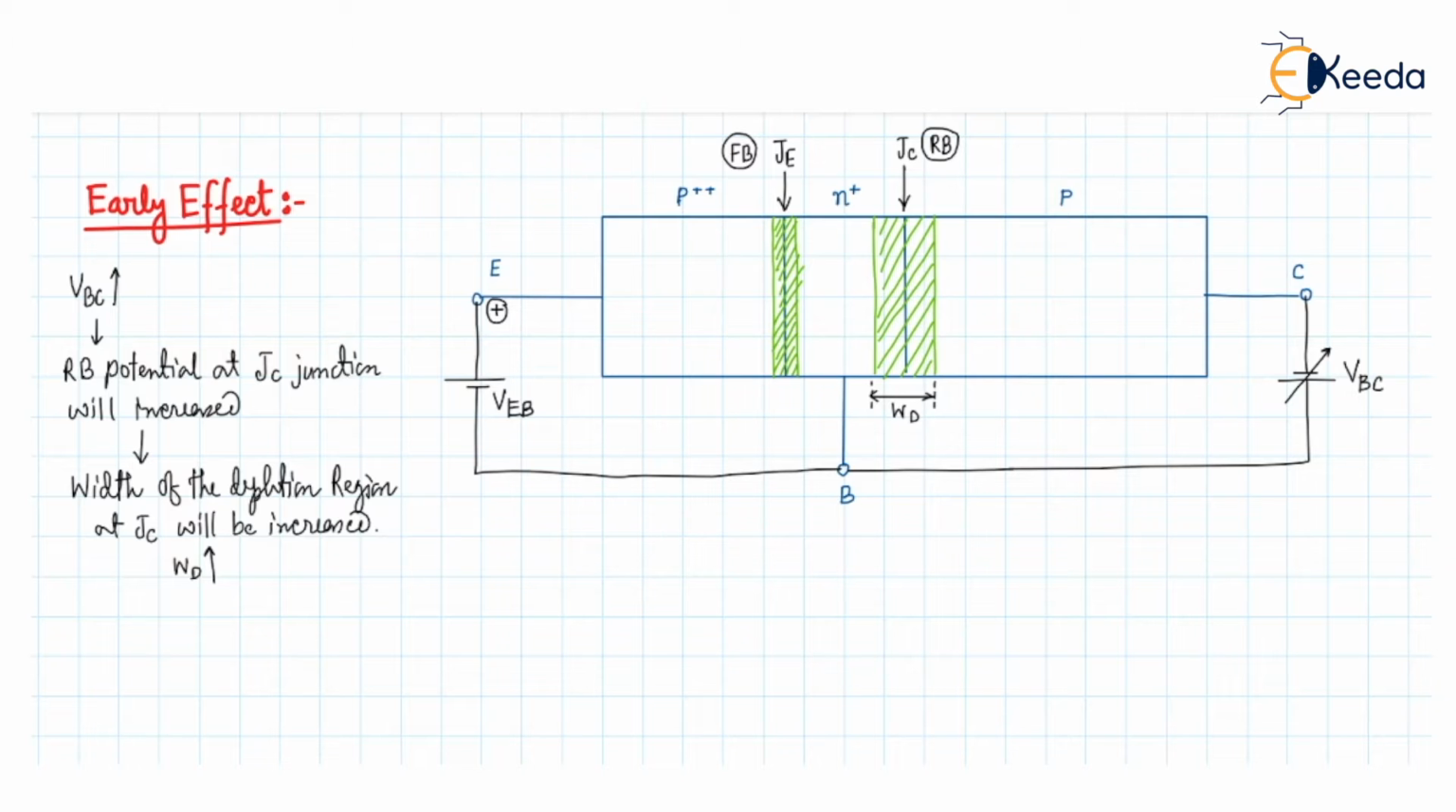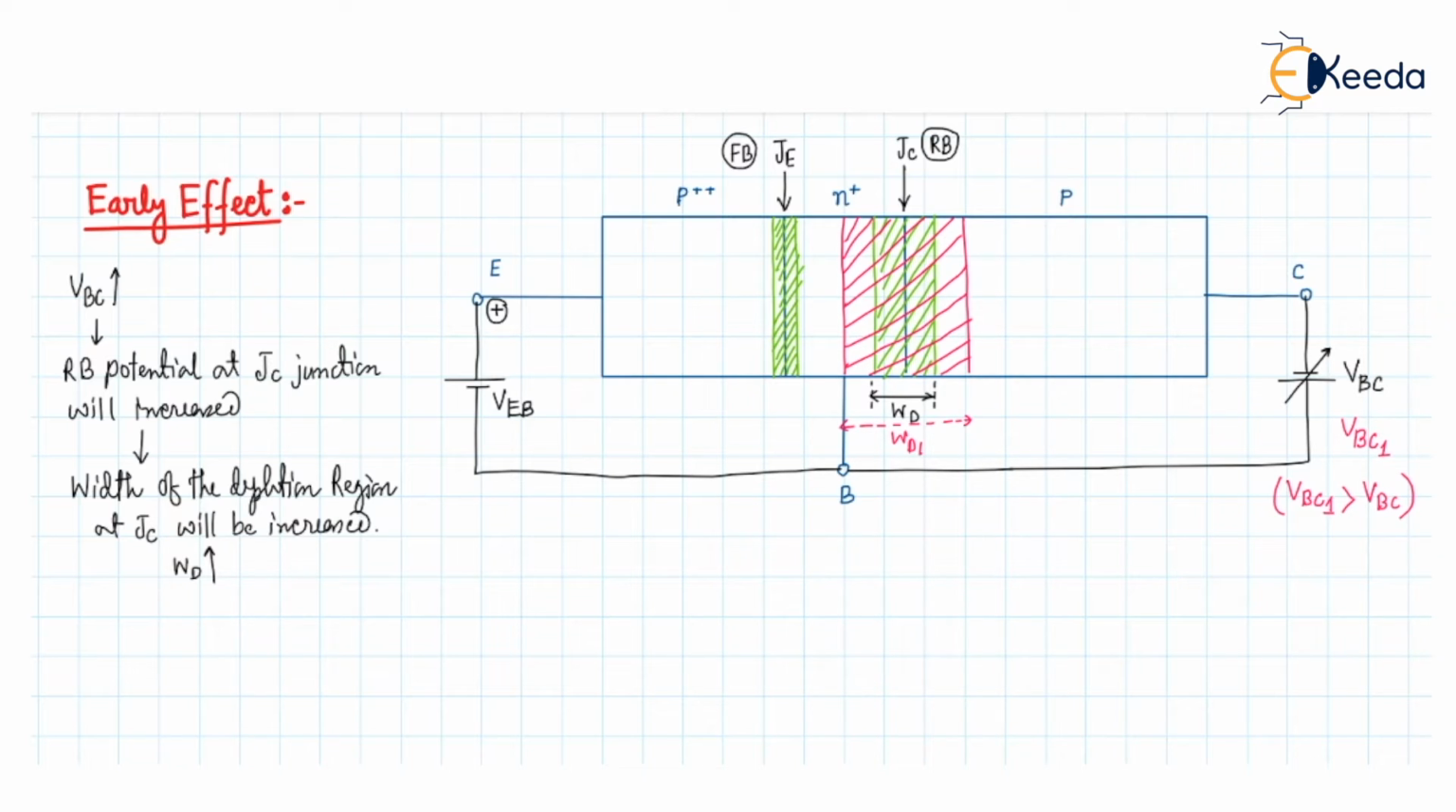So let us assume that we have applied a potential VBC1, where VBC1 is greater than the previous voltage VBC. In this case, the depletion region will be enlarged. This will be the depletion region width. Let us assume that the depletion region width has been increased due to the increase in the reverse bias potential at VBC. So right now the depletion region width is this one, WD1, and WD1 is greater than WD.